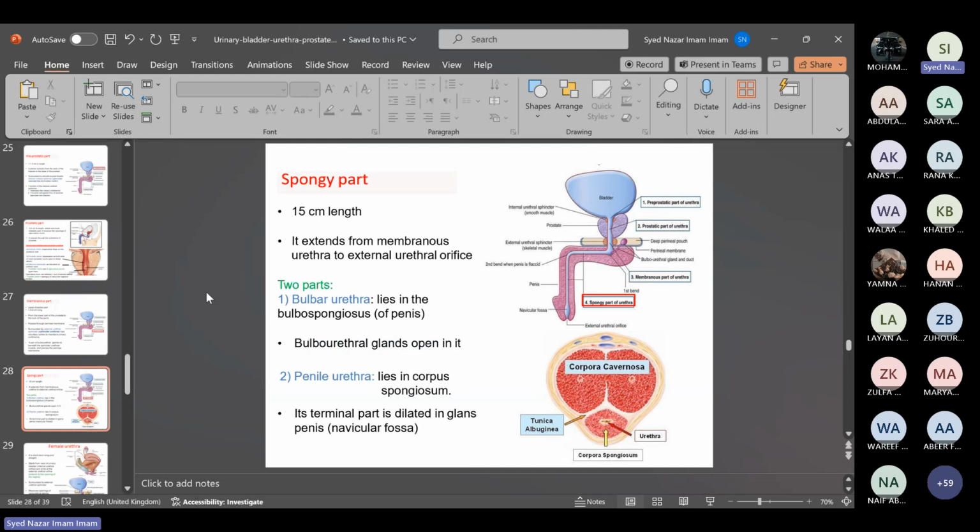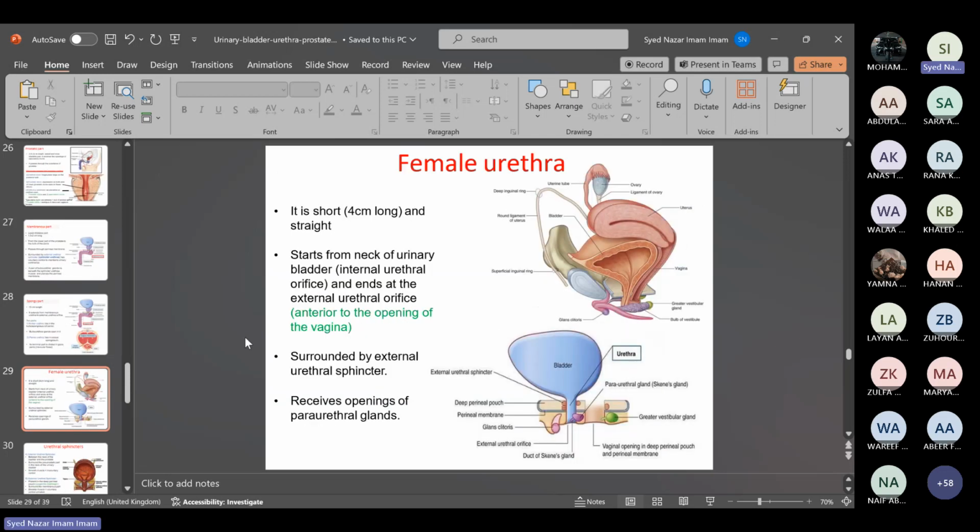The spongy part is 15 centimeters long. It's the longest part. It extends from the membranous urethra to the external urethral orifice, and it lies in the bulb of the penis. The female urethra is short. It's only about 4 centimeters long, and it has an internal urethral orifice and an external urethral orifice. And again, in the deep perineal pouch, it is encircled by the external urethral sphincter like a veil.